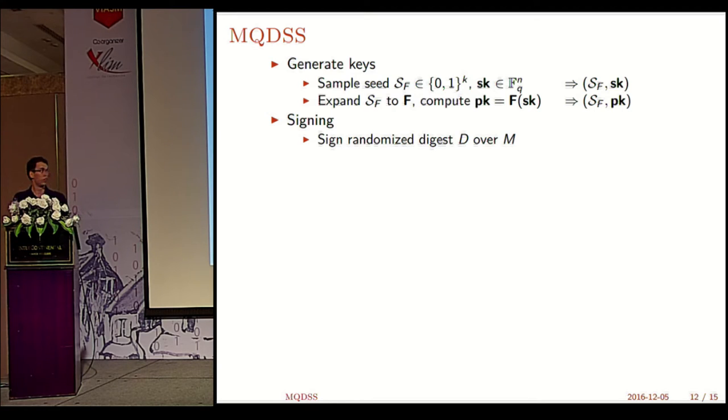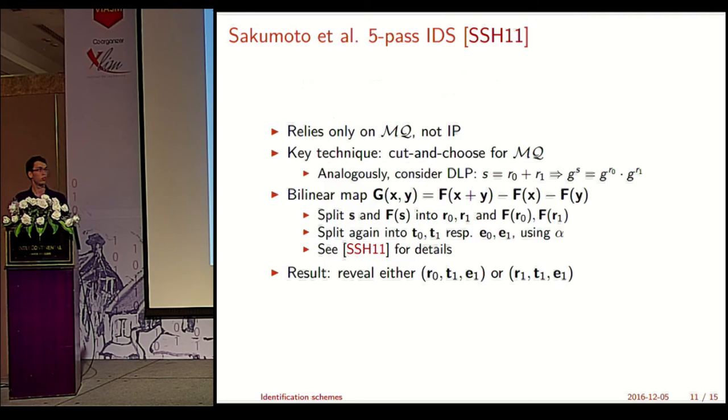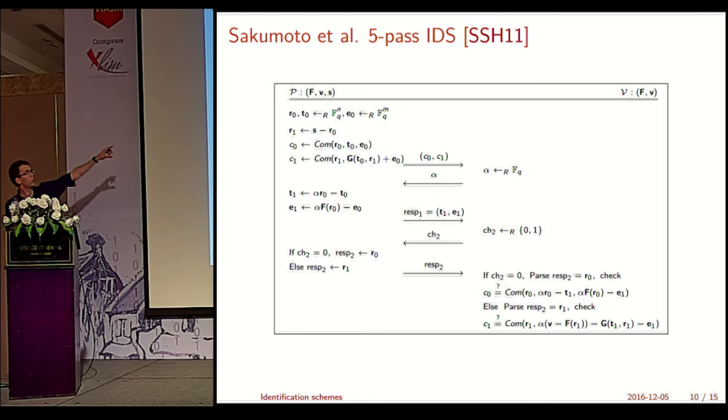So what does signing look like? We sign some random digest D over M, so we hash it and then use this as an input bit string. And then we perform R rounds of this IDS. Basically, we're doing this via Fiat-Shamir, where we first parallelize this IDS. We've made a composition of R instances of the identification scheme. And this consists of doing 2R commits, because you saw earlier that there's two commits per instance of this. And there's also 2R evaluations of this MQ function, because there's F and there's G up there.